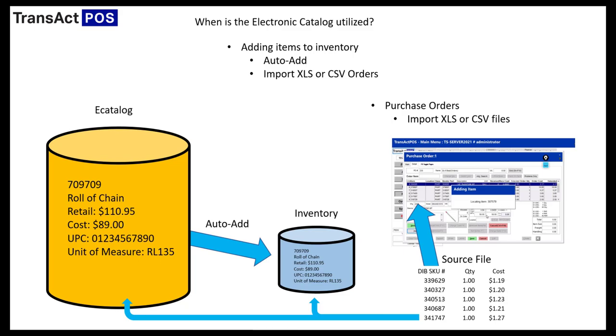Additionally, other avenues of adding items to inventory are, say, in purchase orders. You may have that item in the electronic catalog. You may have received an electronic version of an invoice that may have multiple SKUs. By assembling a simple CSV file, a text file that contains in the first column the SKU, second column the quantity, and third, if available, the cost, otherwise it would be derived from the catalog, this can be imported directly into a purchase order and then received through the appropriate process.